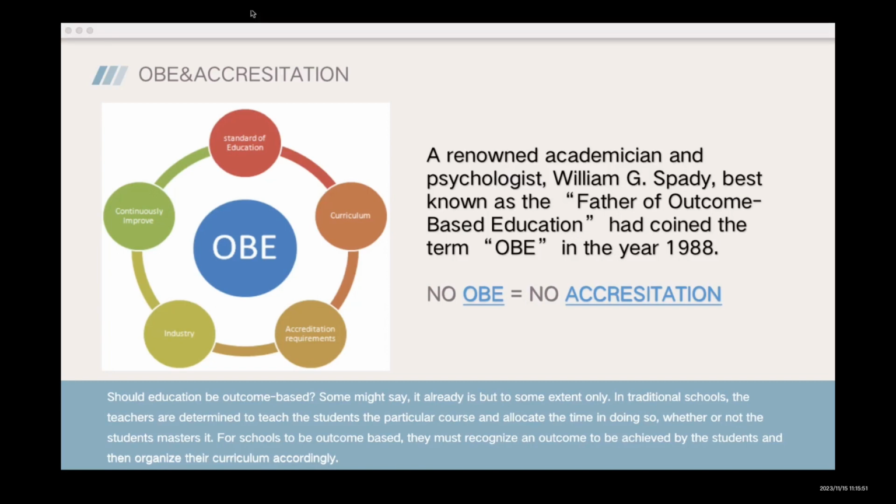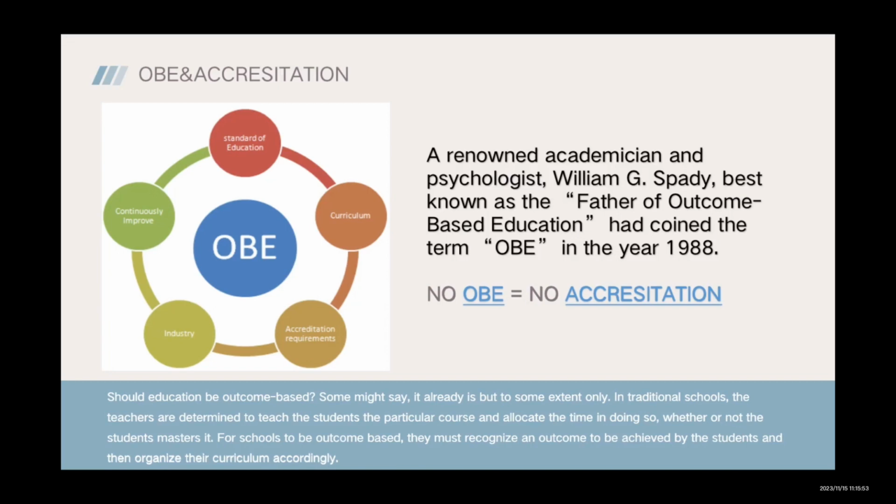So what is outcome-based education? The education system that focuses on or emphasizes the development and achievement of students' outcomes. The outcomes can be students' ability, behavior, attitude, attributes, or values and qualities. So what students can do and the qualities students should have.